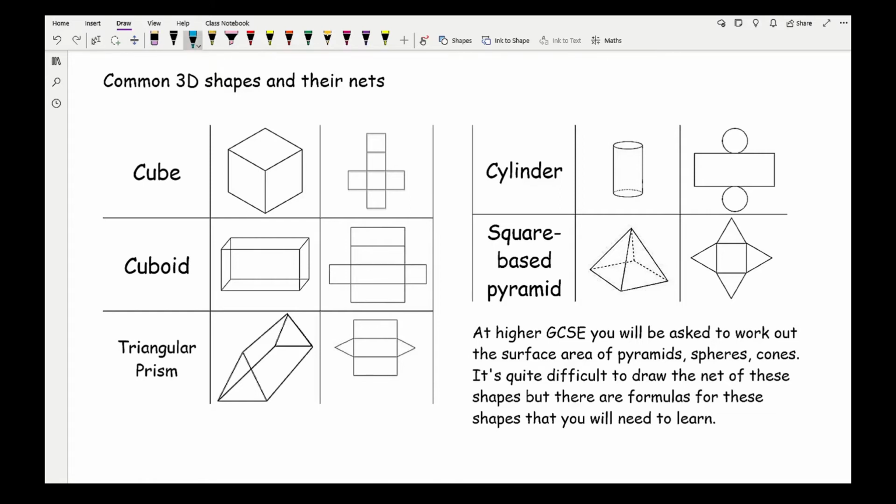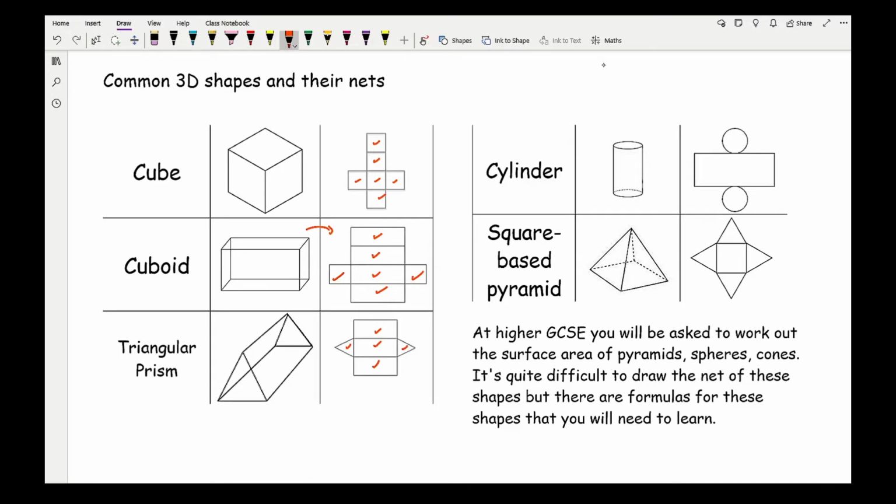So with a cube, a cross tends to be the common net, and basically the surface area of the cube would be all of these areas added together. And then for a cuboid, if we break up the cuboid, here we've got 4 rectangles and 2 side squares. So the surface area for this shape would be that plus that plus that plus that plus that plus that. And then for a triangular prism, we've got 2 triangles and 3 rectangles that construct a triangular prism.